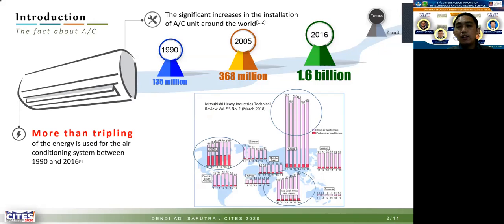If we see which countries use the most air conditioning systems around the world, China is the largest user, followed by the countries in North America and the countries in Asia, excluding China and Japan.